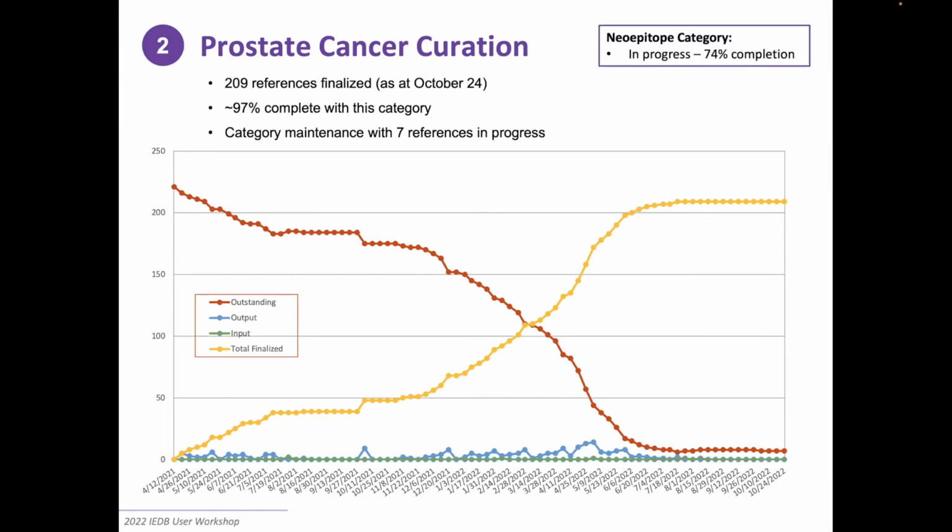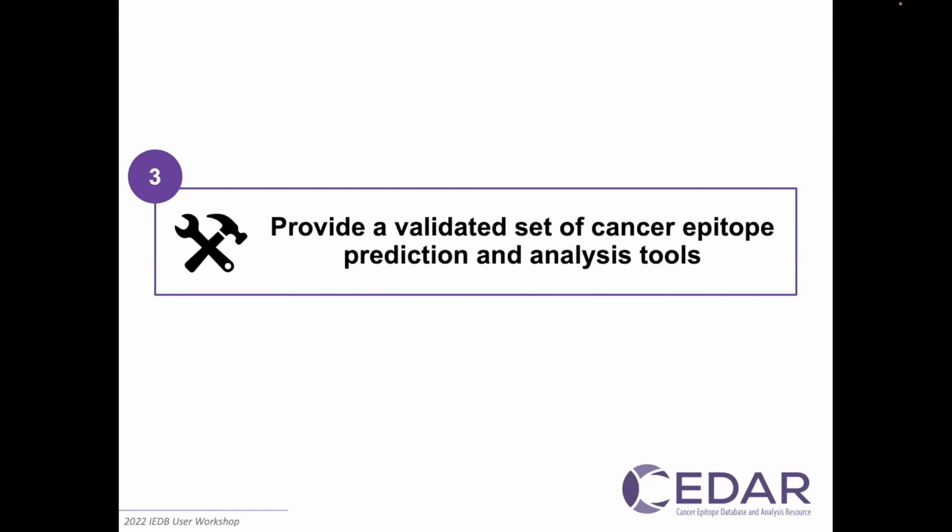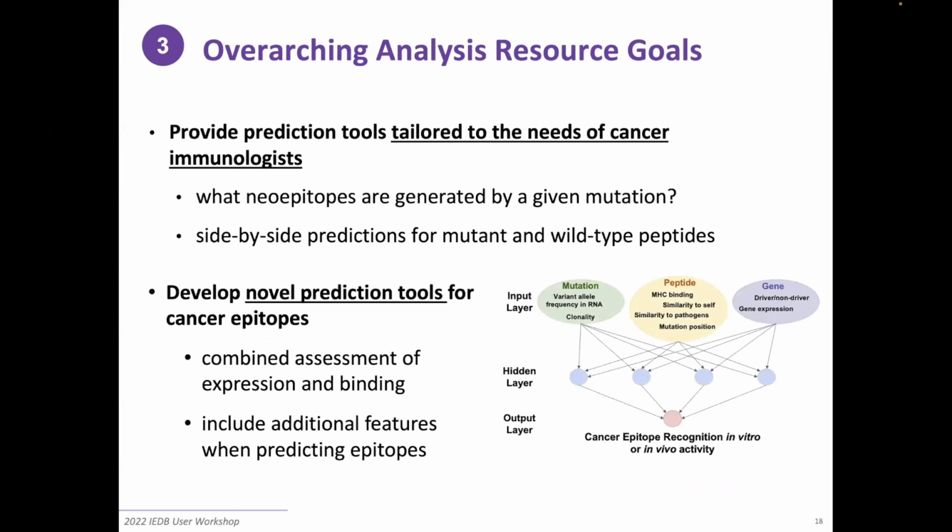And neo-epitopes was started a little bit later, but we're already 3/4 of the way there. Now, the third goal is to provide a validated set of cancer prediction and analysis tools. The rationale for that is that we have predictive tools that have been developed and are currently housed in the IEDB. By and large, those tools have been developed with the infectious disease application or allergy application in mind.